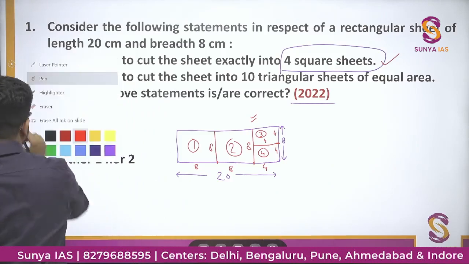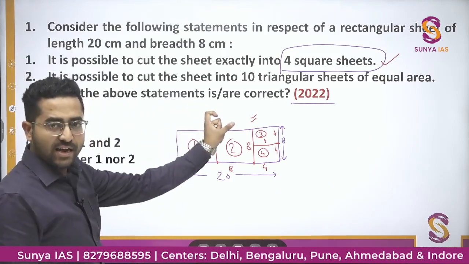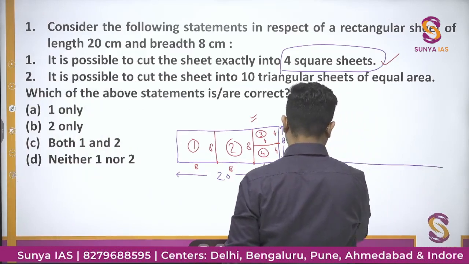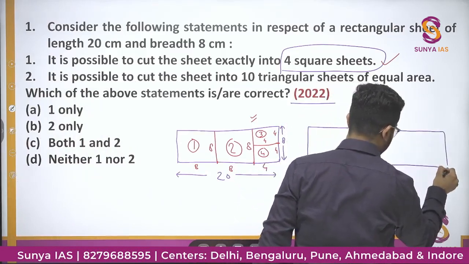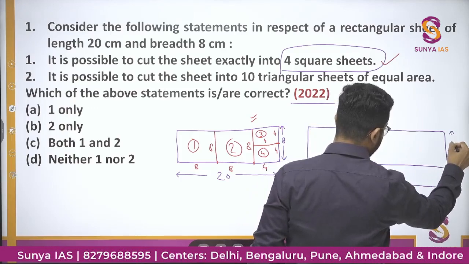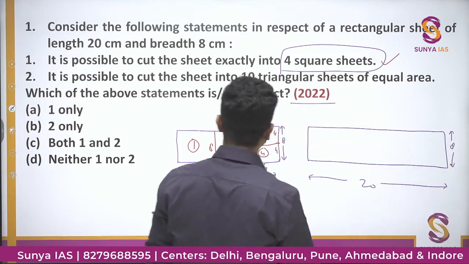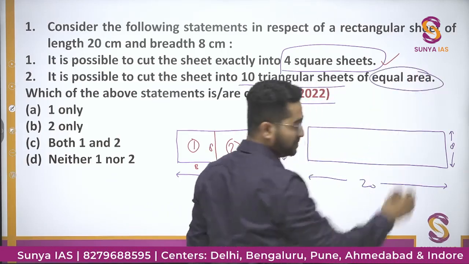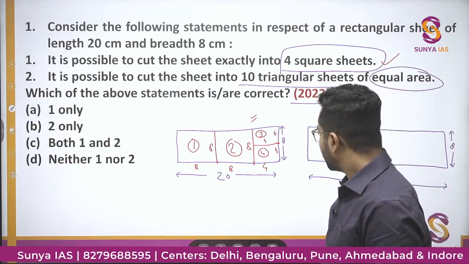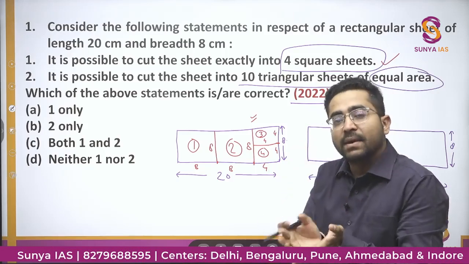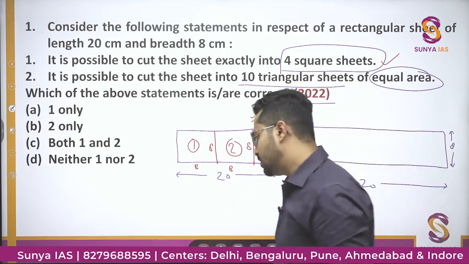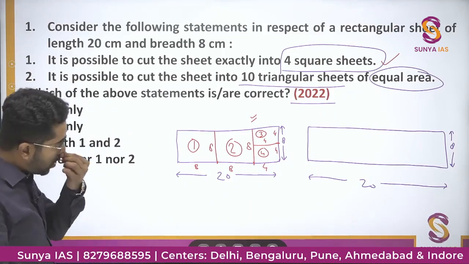Okay, then the next option is, it is possible to cut the sheet into 10 triangular sheets of equal area. ठीक है, तो again I will make this like this. This whole length is 20, this length is 8. Now they are giving 10 triangular sheets of equal area. That means every triangle which will be forming shall be having equal area. It should not be the case कि आपको 10 triangle मिल गए हैं but the area is different of each triangle from one another. This is not the case, they should be of equal area.